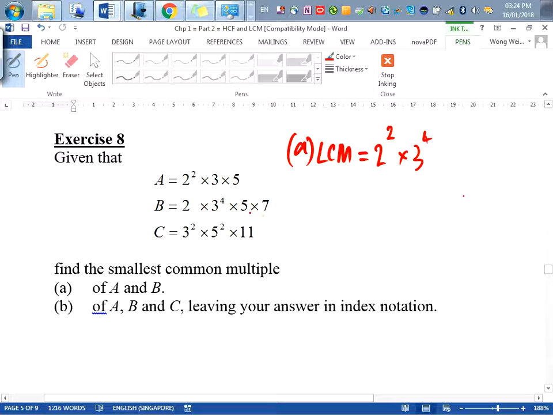Then what's next? We got 5. Which one has the higher power? They're the same, right? So just put down 5. What's next? 7. That's the answer. Okay? Go ahead and evaluate this. Okay? Any questions on the application? Then, before the bell rings, let's look at part B.